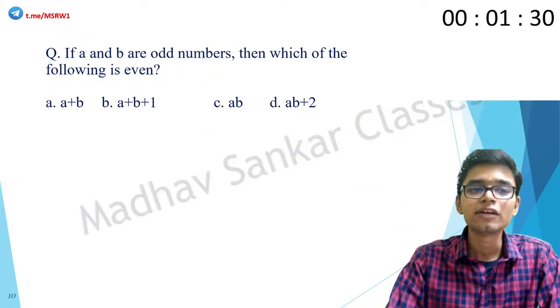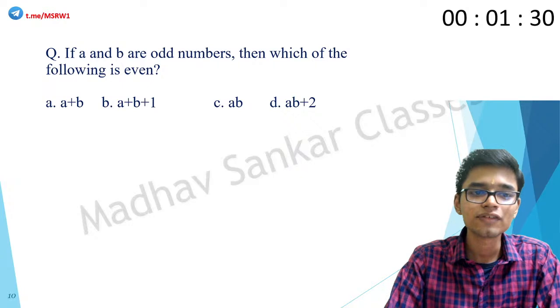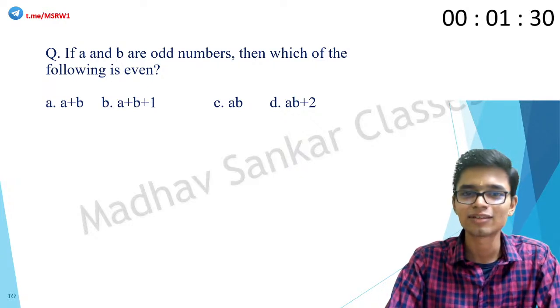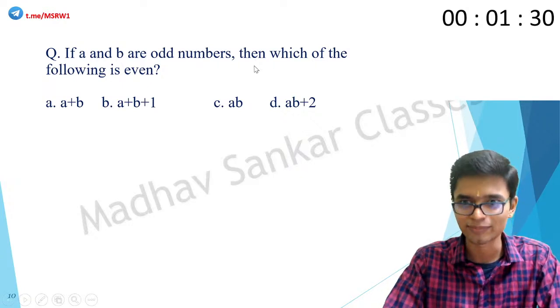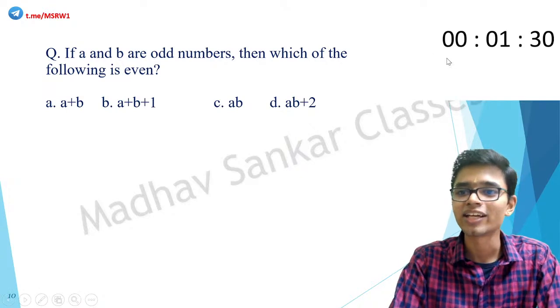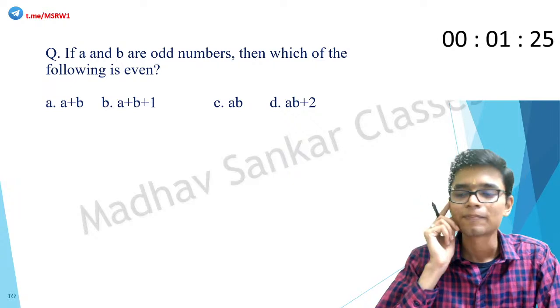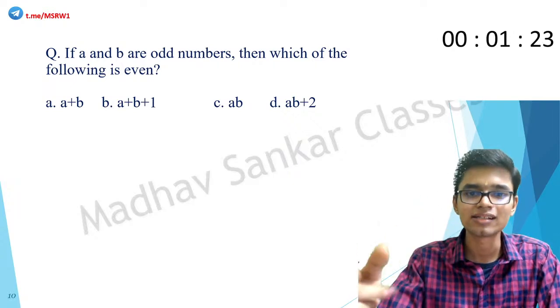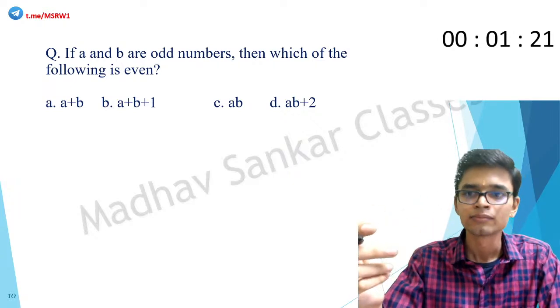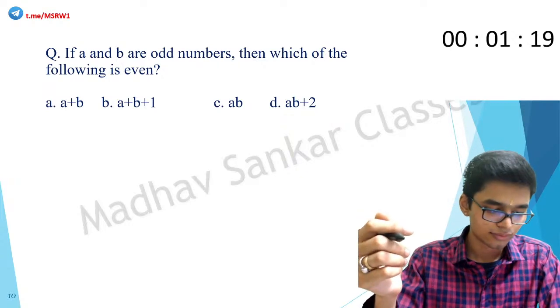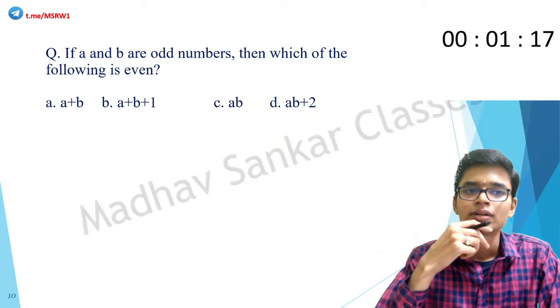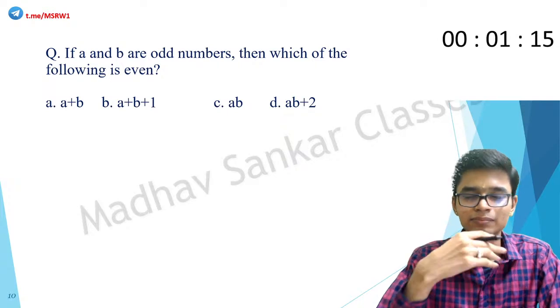Moving on. If A and B are odd numbers, then which of the following is even? Very simple question. You do not need 1.5 minutes, but I will give you anyway. I'm going to be a bit faster. This is a very easy question. I will explain this very quickly. I have to finish it at least by 6:05. Okay.